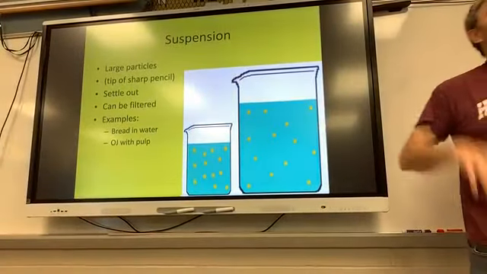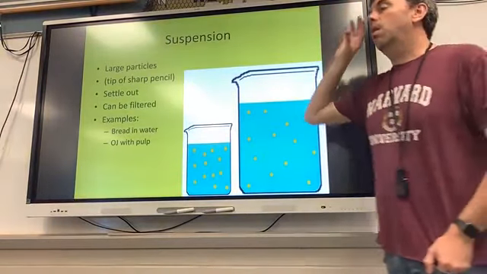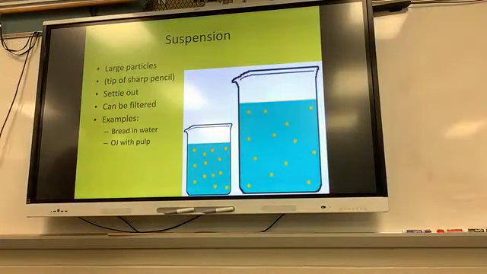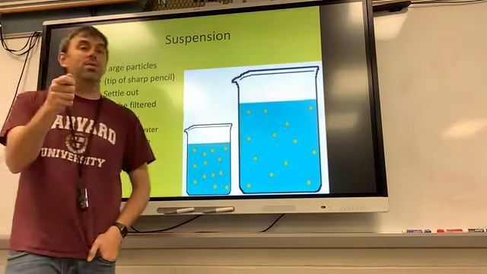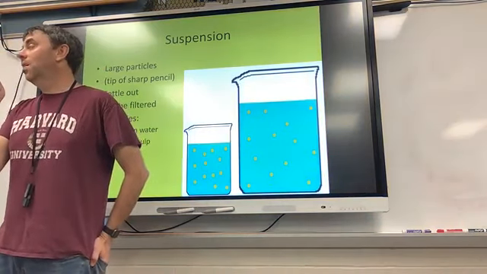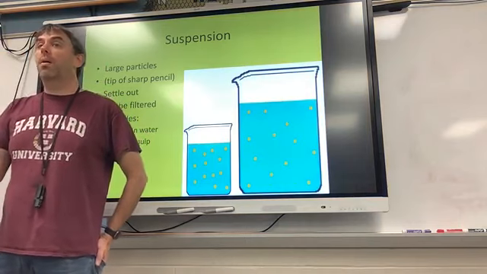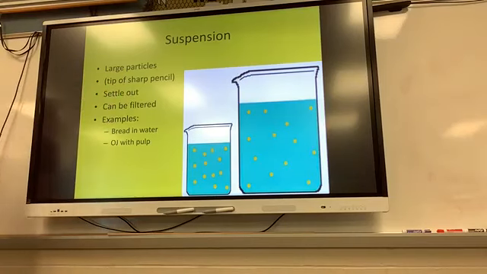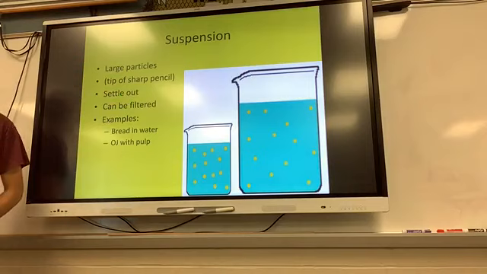So, suspension has large particles. What do I mean by large particles? Well, when you guys think of the word particles, what do you usually think of? Air. Air, okay? And particles in air are what? They're particles. Are they big or small? Small. All right? The particles in the suspension are so big, they're essentially the size of the tip of your pencil. Can you see the tip of your pencil? That's pretty big particle-wise. So we're talking big particles. These are so big, they can be filtered, and they settle out. So they fall out to the bottom.